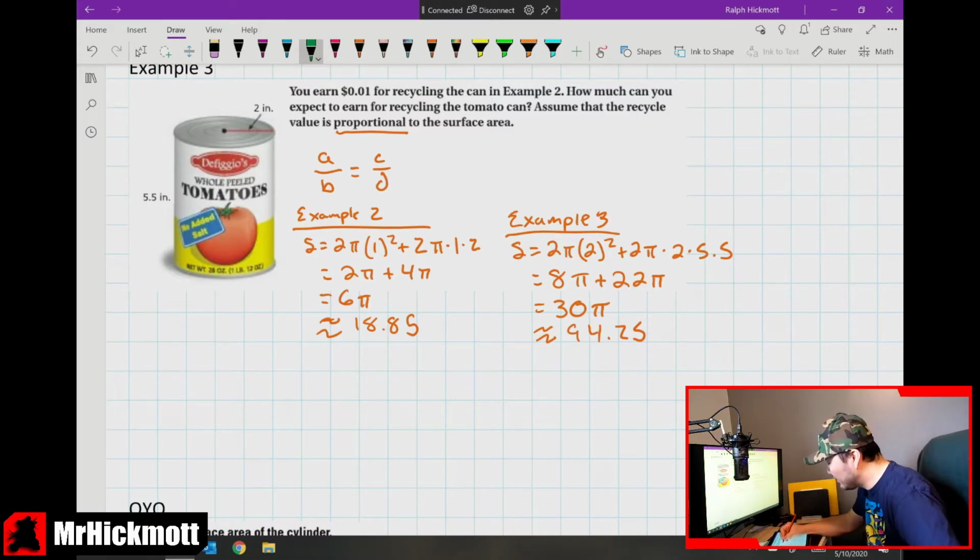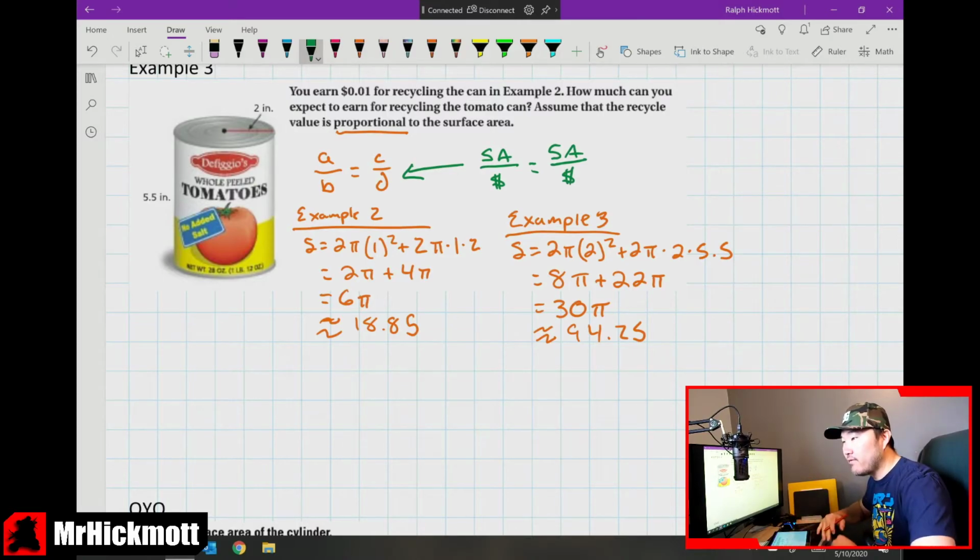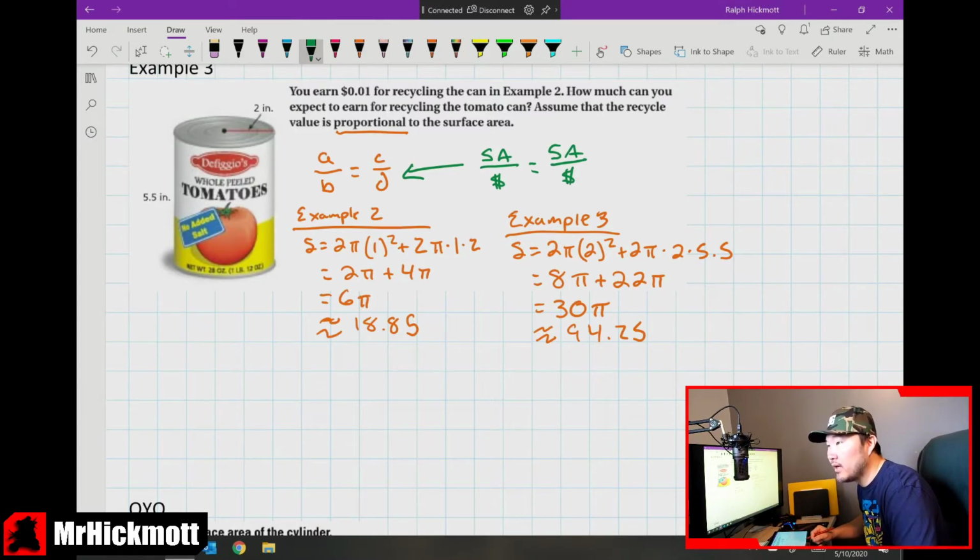So going back to this type of setup, what I'm going to do is put the surface area divided by the dollar amount equaling the surface area of the other can divided by the dollar amount. You can flip it. Remember how proportions work. As long as you're consistent what you put on top and the bottom, you can put the cost up top and the surface area at the bottom. So let's go ahead and do that.